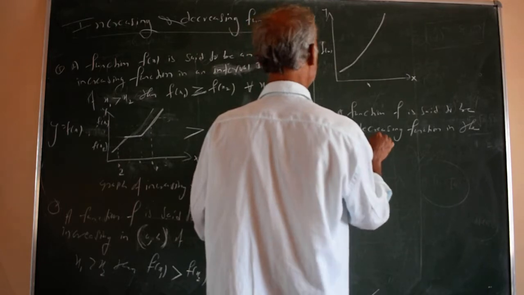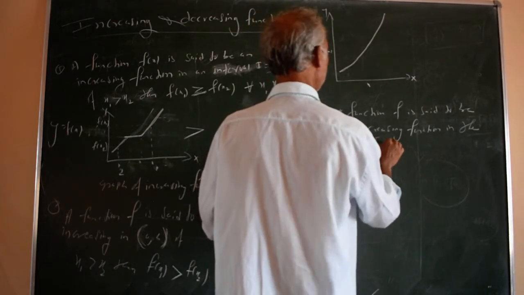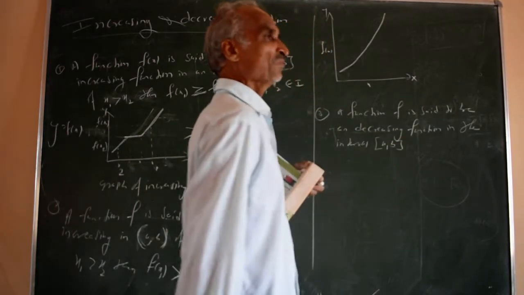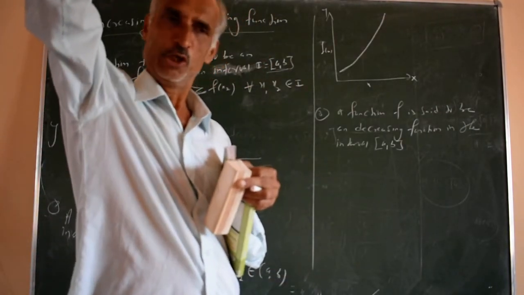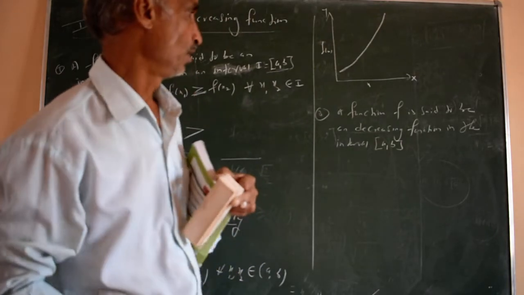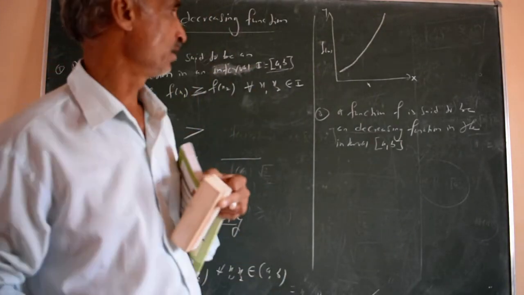In the closed interval a to b, in a particular interval, the function graph is upward. In another particular interval, the graph is downwards. Upward means increasing, downwards means decreasing.